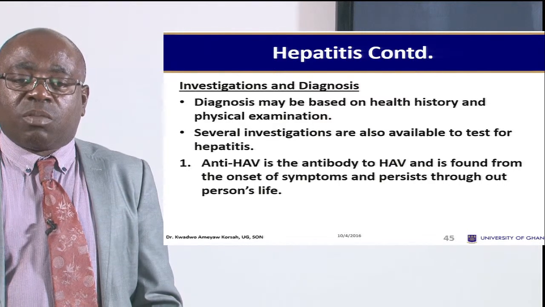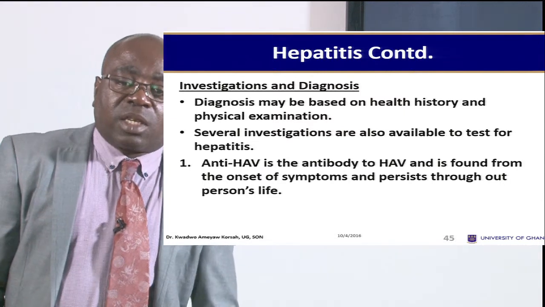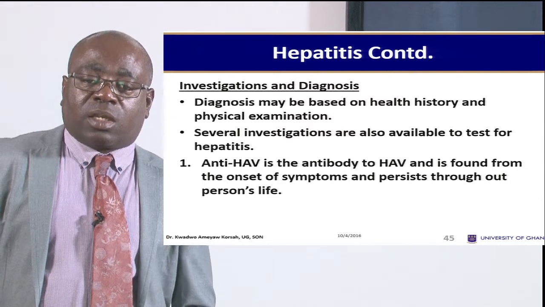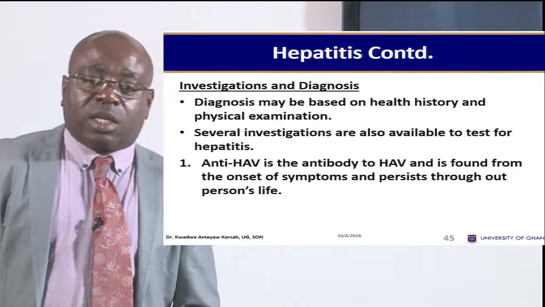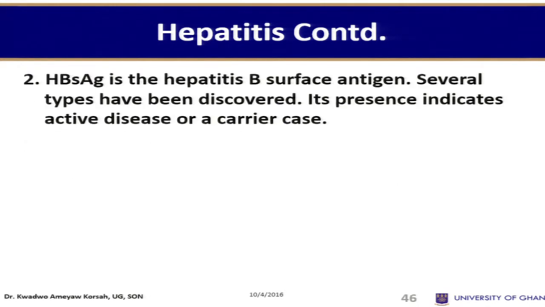We can do a lot of investigations. Diagnosis may be based on health history and physical examination, and several investigations are also available to test for hepatitis. We can do anti-HAV, which is the antibody test, found from the onset of symptoms and persisting throughout the person's life.